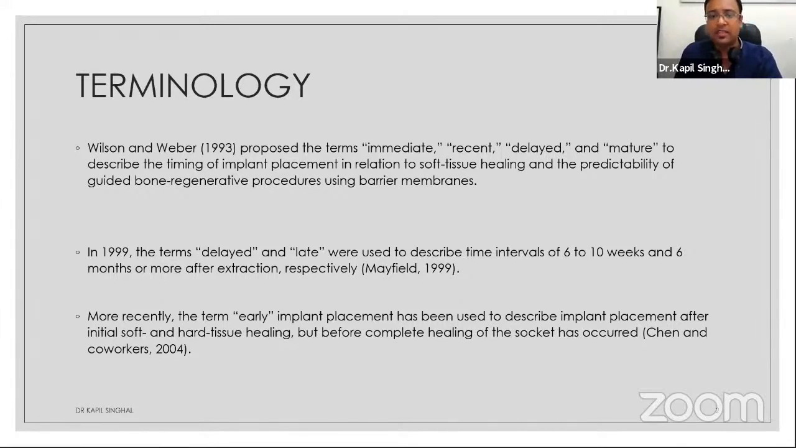After this, a lot of classifications were given by a lot of people. A terminology known as early implant placement was given by Chen and co-workers, which also means that once the soft tissue healing has occurred, after 6 to 8 weeks, the implant is placed. During my complete presentation, my focus would be mainly on immediate dental implants. And I will even tell you in which cases you should go for immediate implants and in which cases you should avoid placing them.